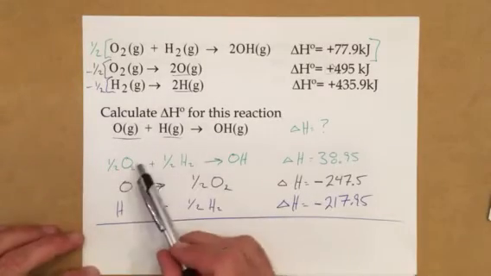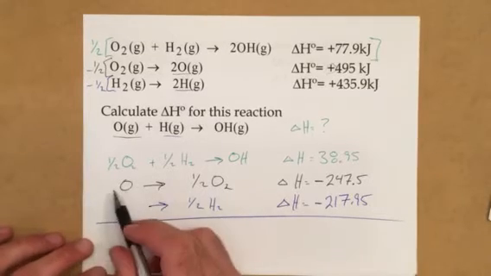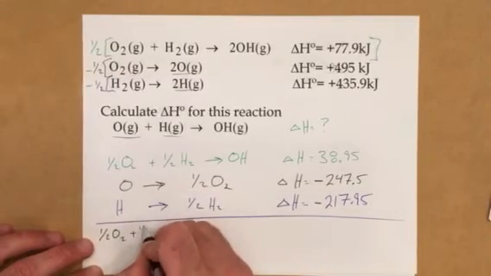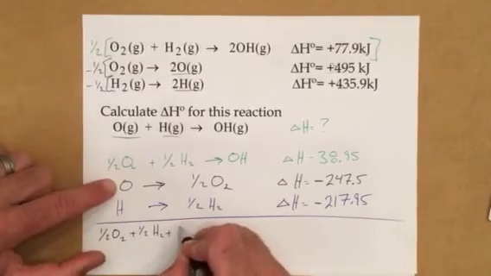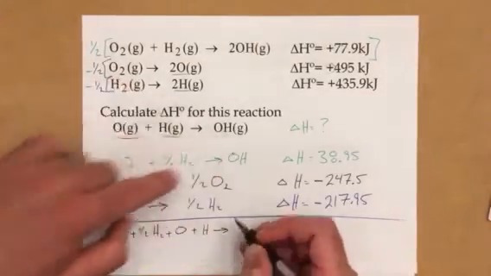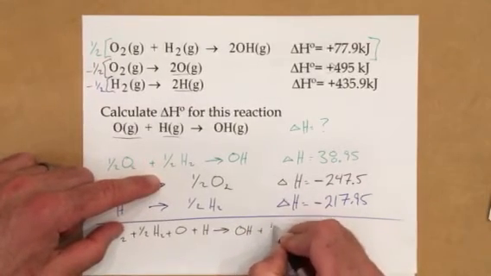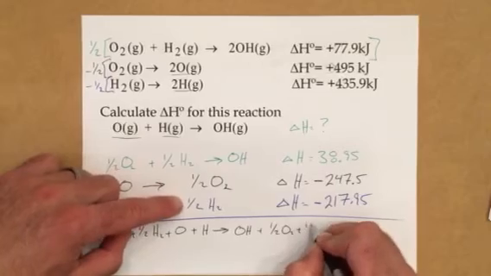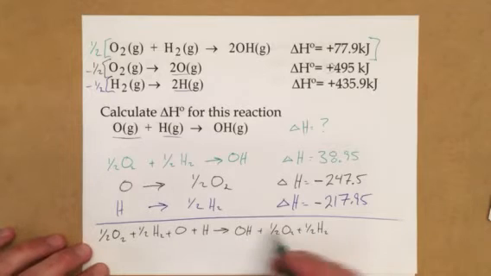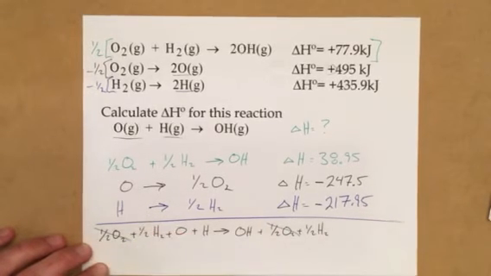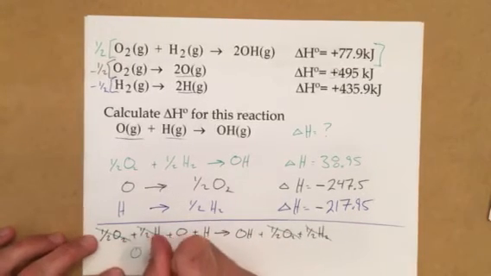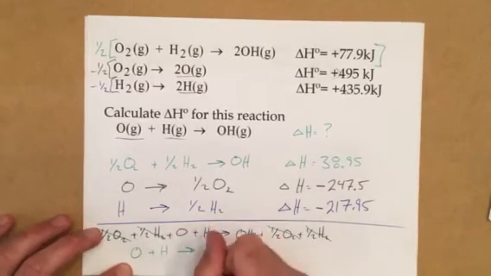And so now I'm going to add these three reactions together. So what do we have on the reactant side? We have 1/2 O2 plus 1/2 H2 plus O plus H. So that's everything that's over here on the reactant side. And now everything on the product side, OH plus 1/2 O2 plus 1/2 H2. All right, now if there's anything that's a common factor, we can cancel it out. So we have 1/2 O2, 1/2 O2, 1/2 H2, 1/2 H2, and then what's left when that stuff was canceled out is just oxygen plus hydrogen makes OH.